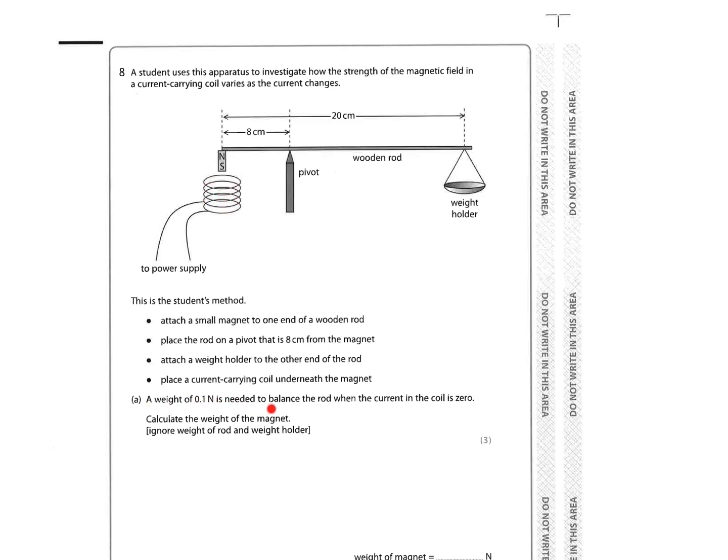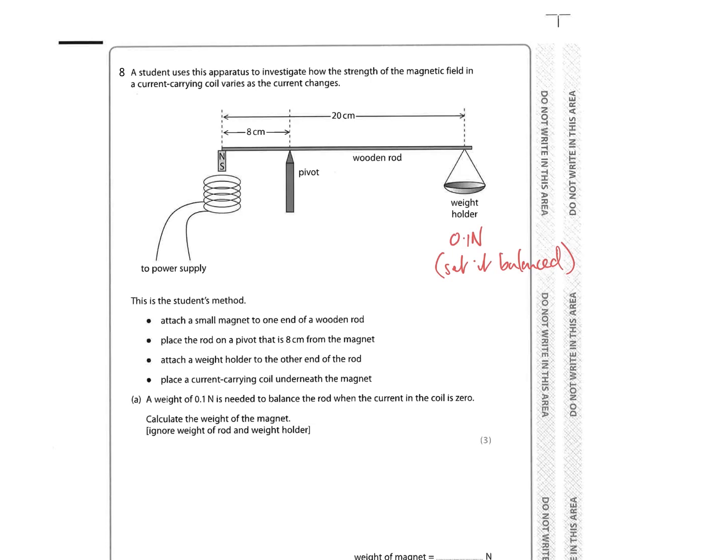So a weight of 0.1 is needed to balance the rod when the current is 0. Interesting. So 0.1 Newton needed just to set it balanced. Right. Calculate the weight of the magnet. Ignore the weight of the holder. Oh, I see. Okay then. So, what do we have?